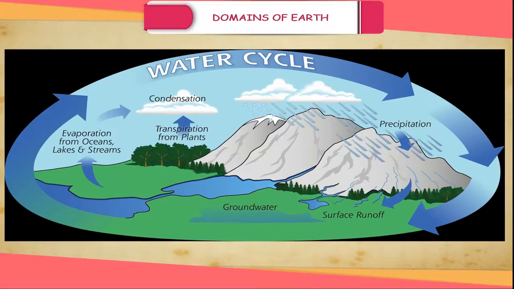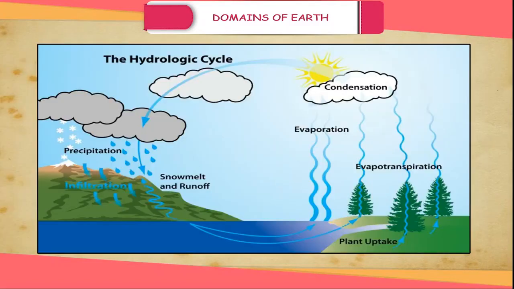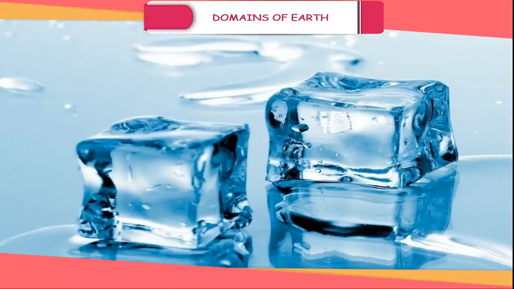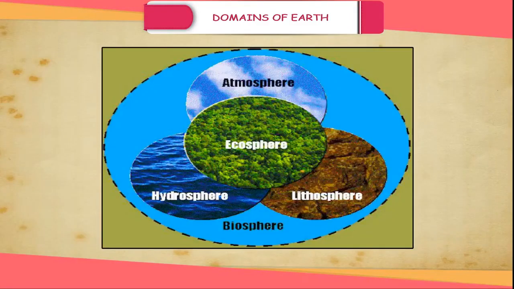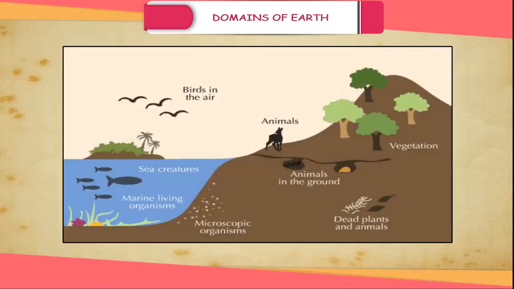The domain of water which covers a very big area of the Earth's surface is called hydrosphere. It comprises water in all its three states, that is, solid, liquid and gas. The realm of life is called biosphere, which is a narrow zone where we find land, water and air together. It contains all forms of life.